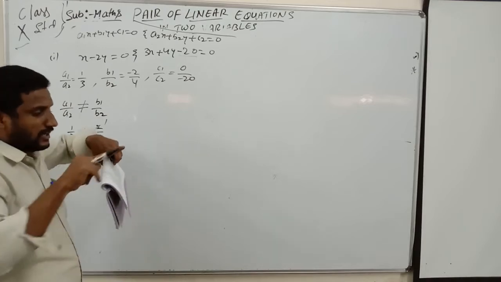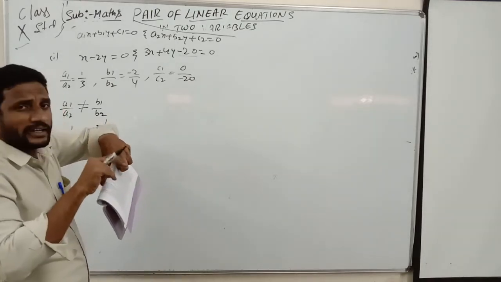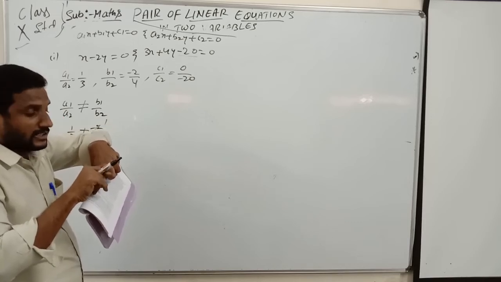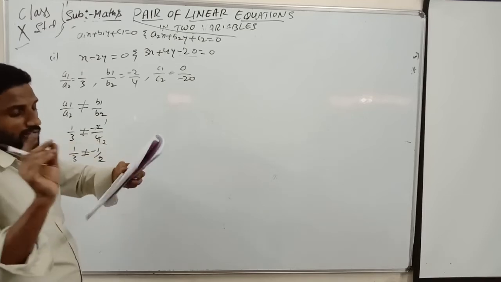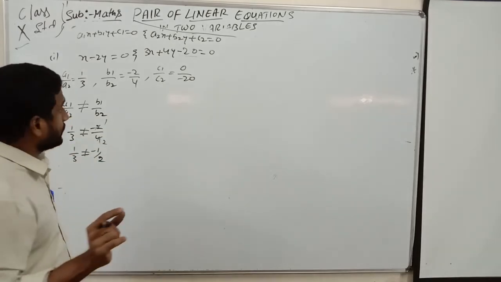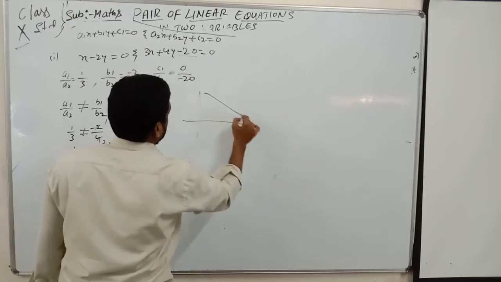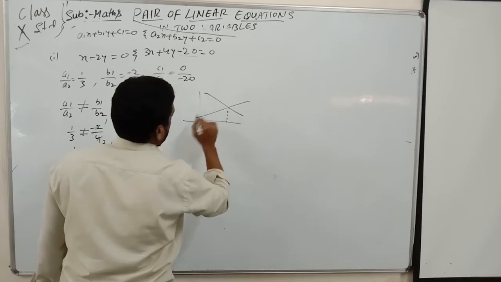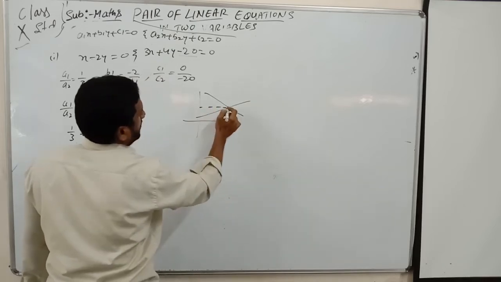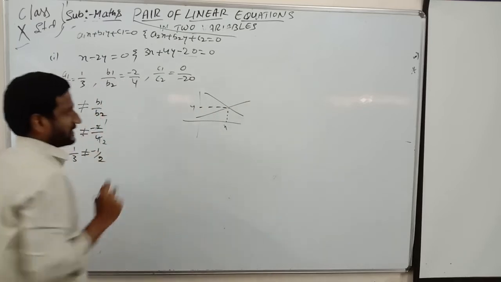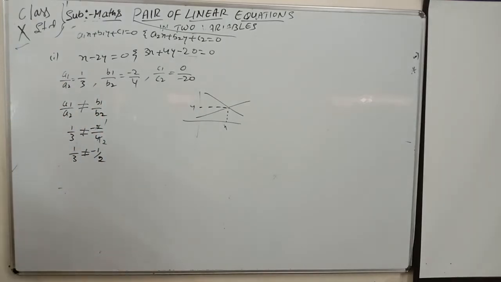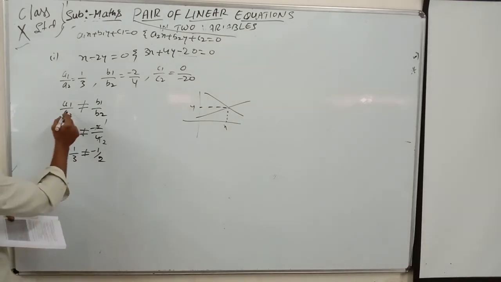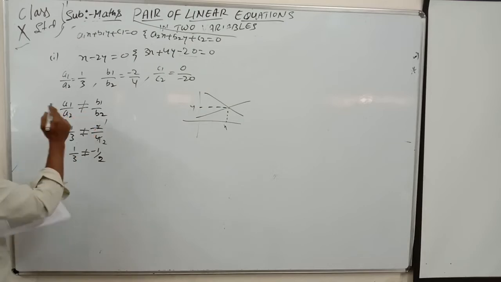Intersecting means the lines meet at exactly one point. Only one solution you are getting, means only one value, that is a unique value. For example, like this, so this is a unique value. These two lines are intersecting at a point, giving an x value and a y value. So this is what you are writing here: lines are intersecting when a1 by a2 is not equal to b1 by b2.